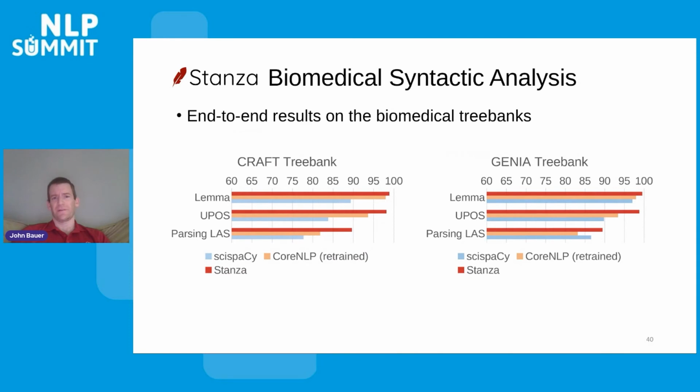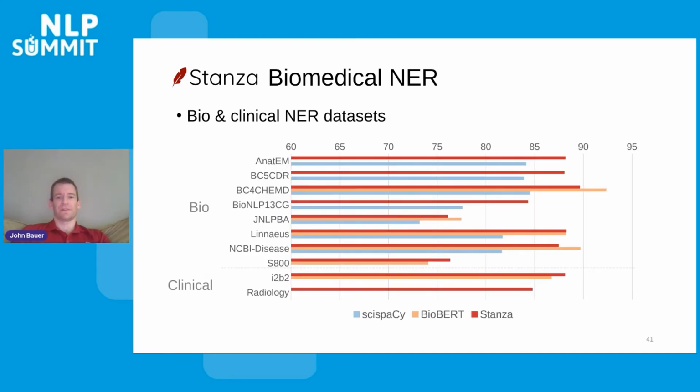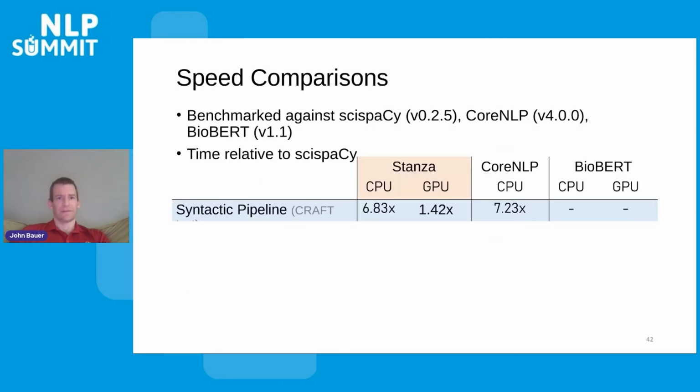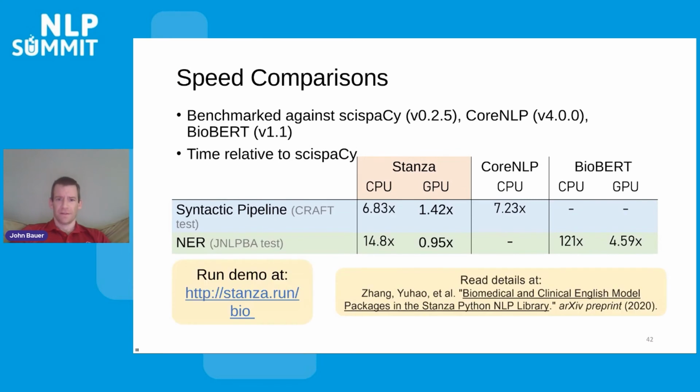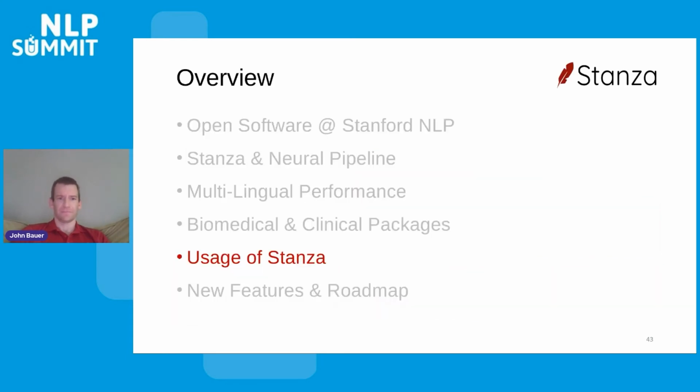There are not many packages out there which handle biomedical treebanks. We find that ours is very performant, very accurate, and also relatively fast. Compared to scispaCy biomedical text, using a GPU, we're only 1.4 times slower, but we are, as we saw, significantly more accurate than scispaCy. Once again, this demo is available at stanza.run. This one is on the bio part of that website.